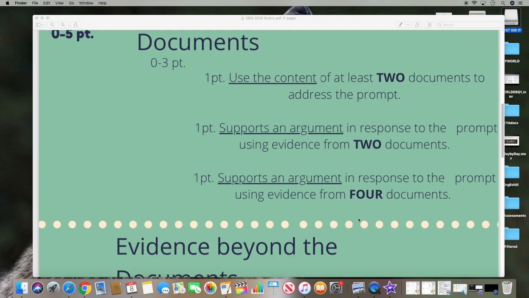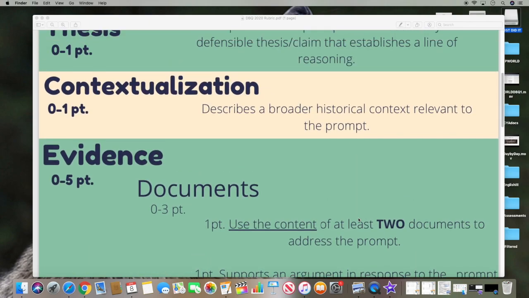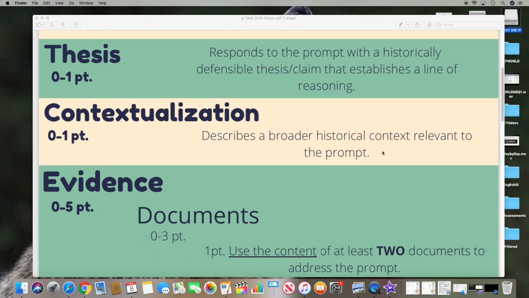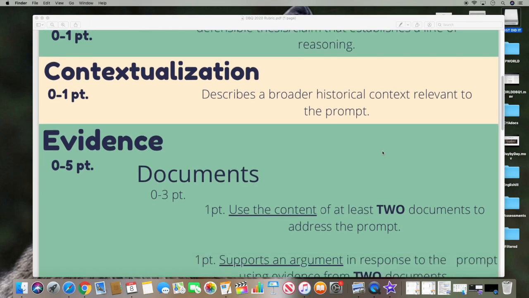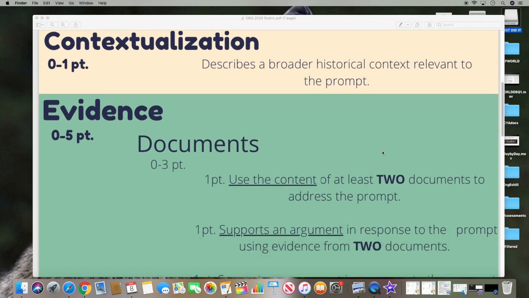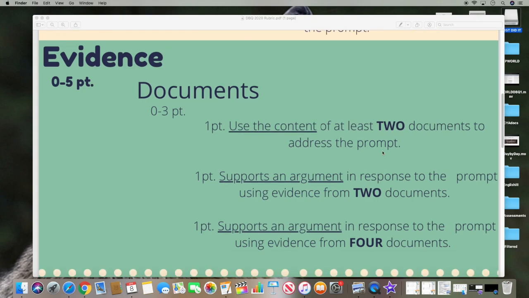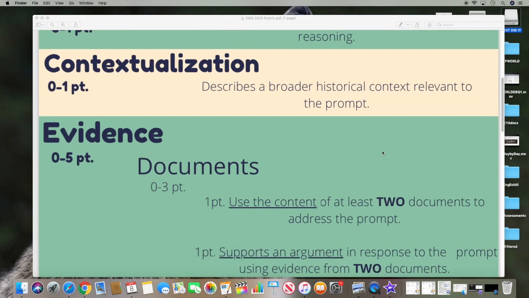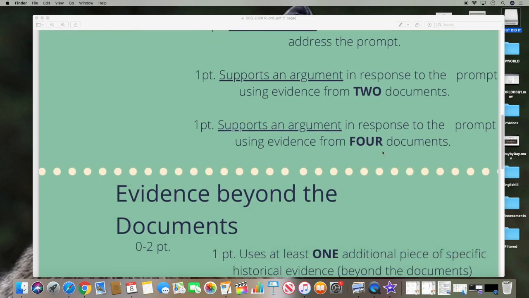The next part, so let's say we've done all of this. I just want to reiterate here. Let's say we have a decent enough thesis that responds to the prompt and establishes a line of reasoning. Let's say we have decent contextualization. And let's say that we are using the prompt, we are supporting our argument using at least 4 documents. We now have 5 of the 10 points that we need.